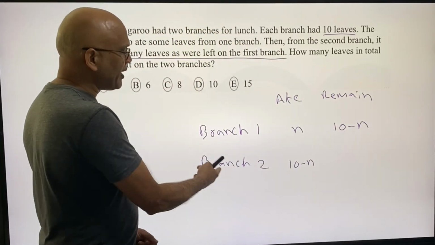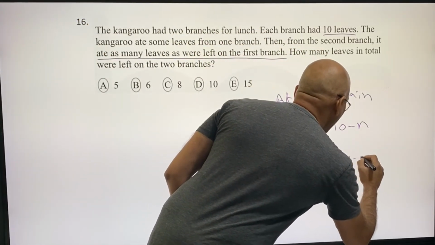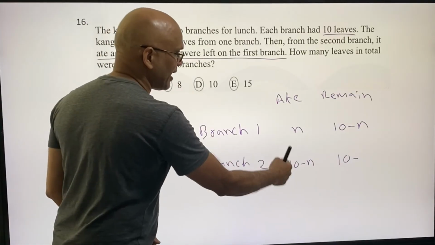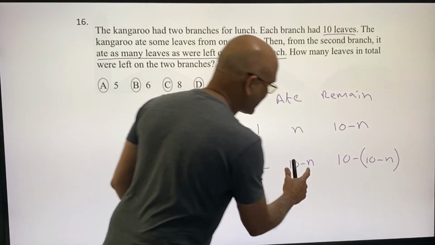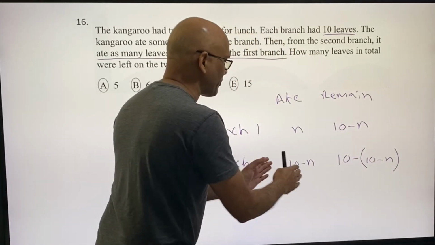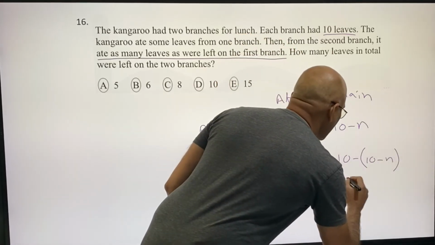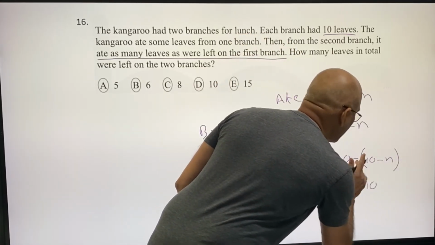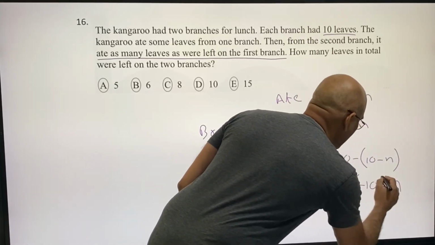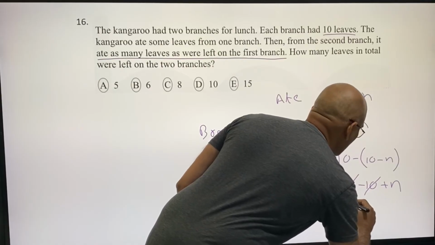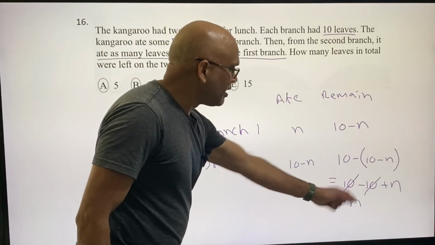Now, how many will be remaining on the second branch? So there are a total of 10 minus however many it ate, and it ate 10 minus n. Note that this 10 minus n has to be in parentheses, right? Because this is the amount it ate, so we have to subtract the whole thing from 10. This is 10 minus 10, right? This negative will be positive, so this will be plus n. 10 will cancel out. This will be n, right? So in the second branch, n leaves are remaining.